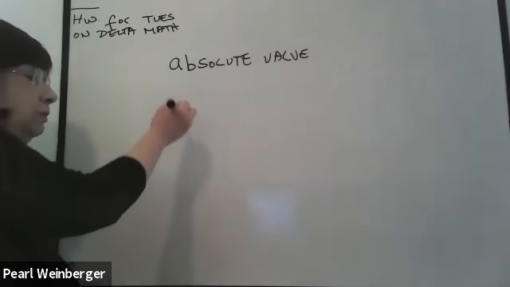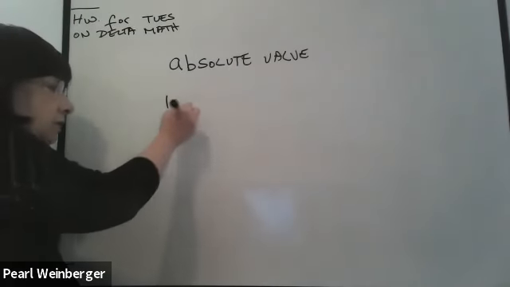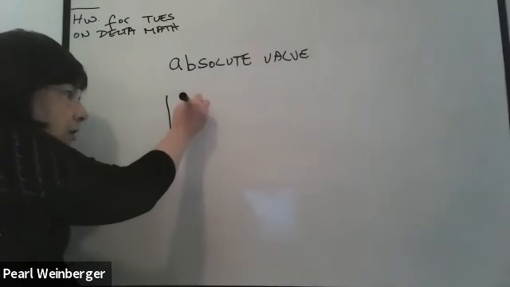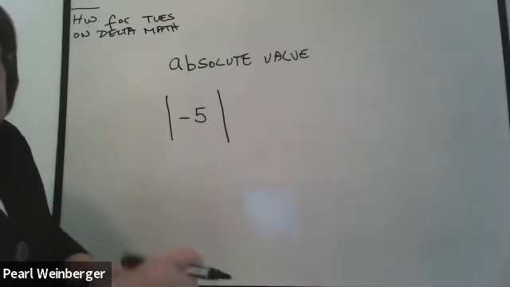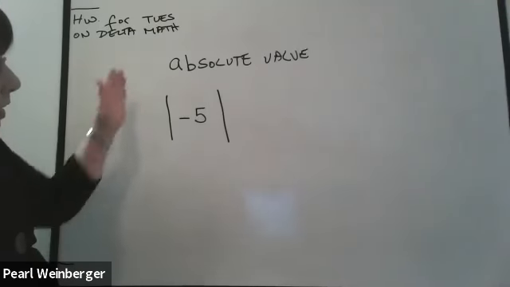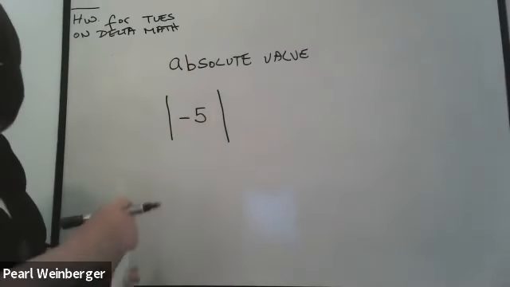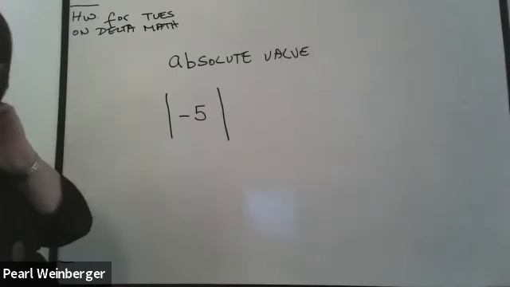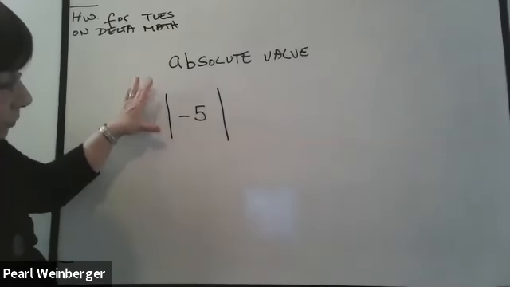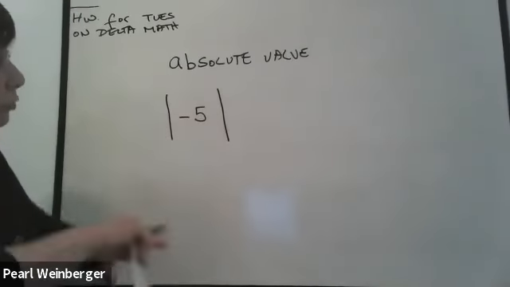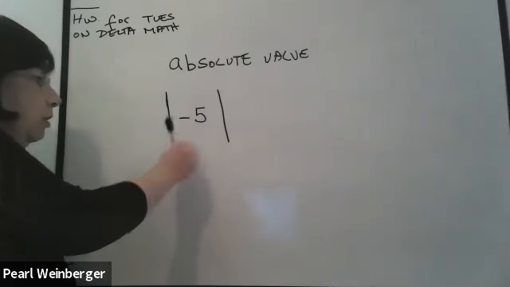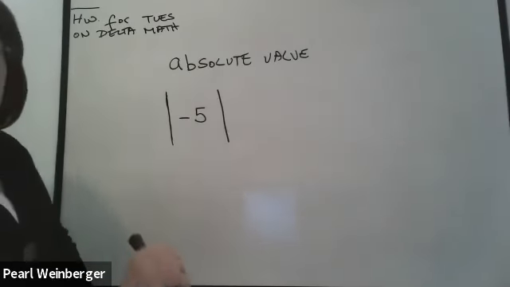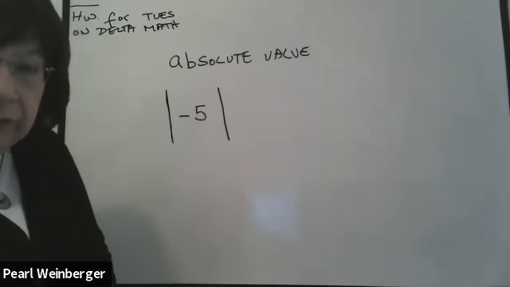So you sometimes will see something like this. There's a number, could be a positive or a negative number, and there are 2 straight lines on either side of it. If you notice, I draw the lines long because I don't want you to think that these are the numbers 1. These are what's called the absolute value sign.